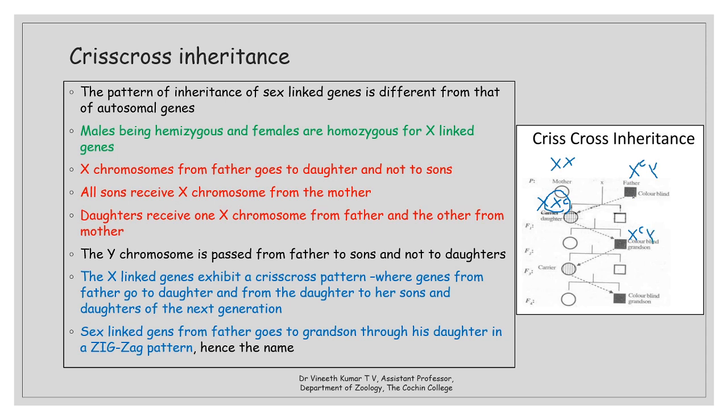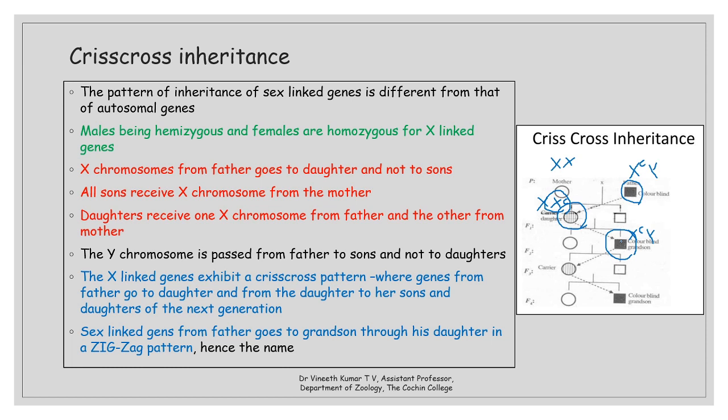So now you can see that this particular condition is jumping in a manner from father to daughter to grandson. This is the grandson here. So from father to grandson, this condition is expressed in the father, shown in solid color, and in the next generation, the grandson is expressing the condition. The trait is seen only in the father and the grandson, and it is passed on by the daughter. So from father to daughter to grandson.